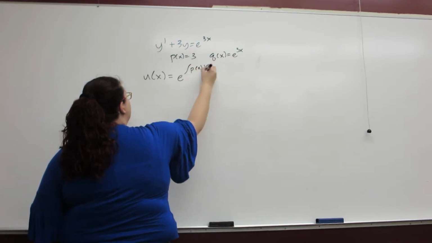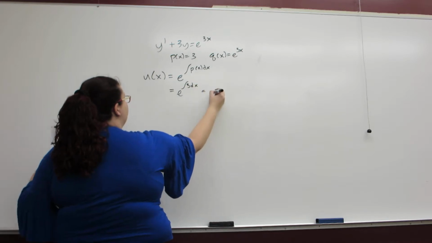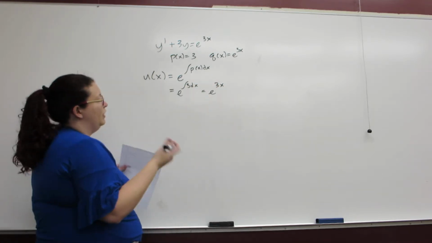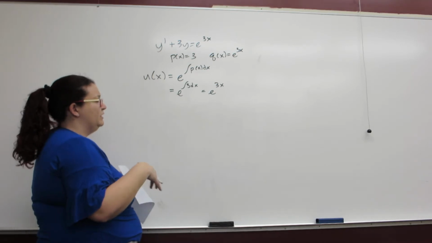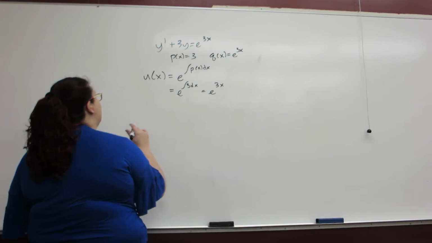p of x dx. In other words, e to the integral of 3 dx, so e to the 3x. You may notice that I'm not putting a plus c on this, and that's because the plus c ends up getting absorbed later on. It's not worth the trouble to put it in at this stage.